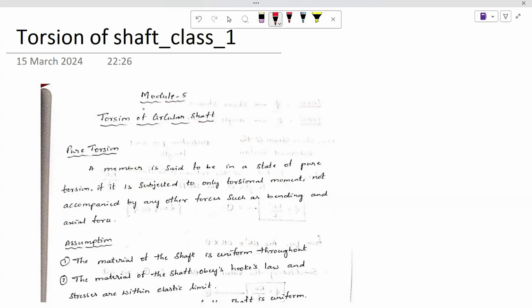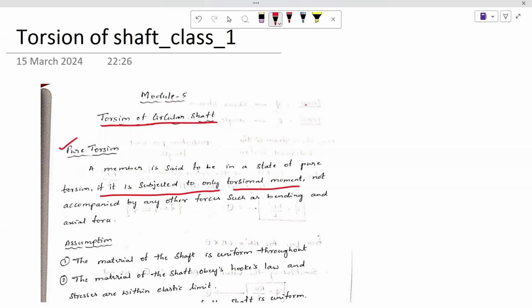Hello everyone. Today we're going to discuss a new topic called torsion of shaft. So, torsion of circular shaft. The first topic is pure torsion. What is this pure torsion? A member is said to be in a state of pure torsion if it is subjected to only torsional moment.